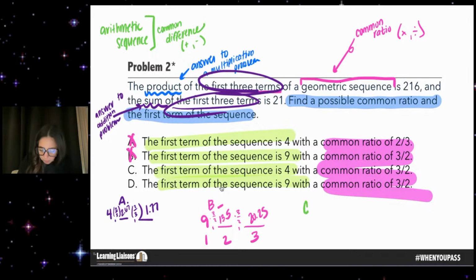C. 4 with a common ratio of 3 halves. So 4 comma blank, 4 times 3 halves times 3 halves. 4 comma 6 comma 9. 9 times 6 times 4 equals 216. 9 plus 6 plus 4 equals 19. That's interesting because I'm pretty sure that's the right answer, but let's keep going.